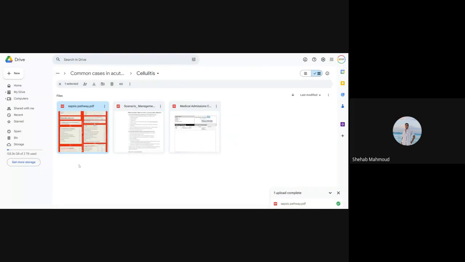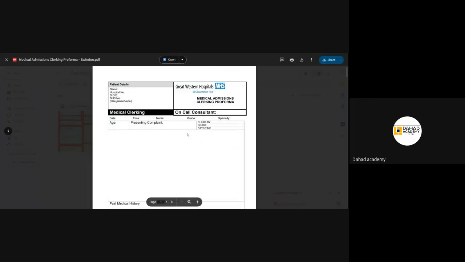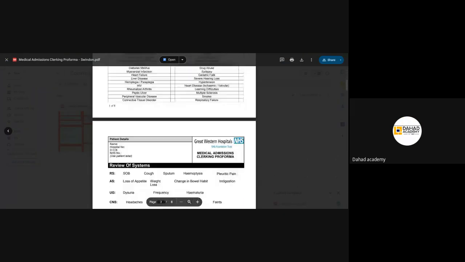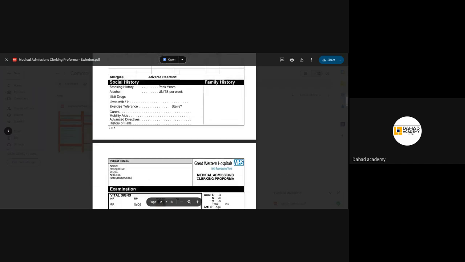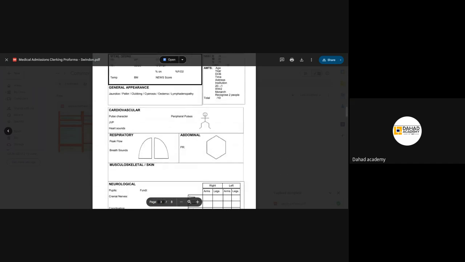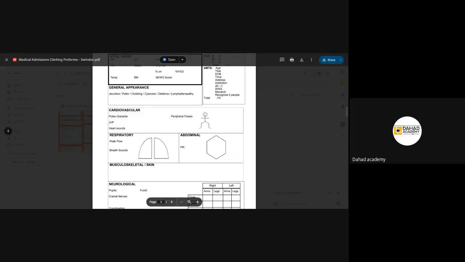Okay. Good. So we will go through the clerking sheet till we reach the examination. So examination for such ladies or such patients who, most of the time, are frail and cannot mobilize and all of this stuff. So make sure that you are examining the peripheral pulse.